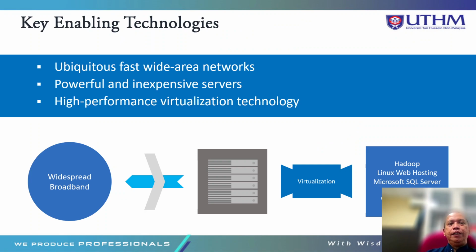Okay, key enabling technologies: ubiquitous fast wide area network, powerful and inexpensive server, high performance virtualization technology. Okay, let's take one by one first. Ubiquitous fast wide area network. Like I said before, as long as you have internet access, you can use it. You can use all of the applications.